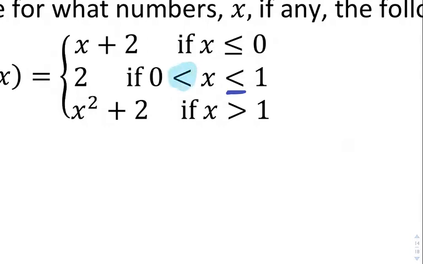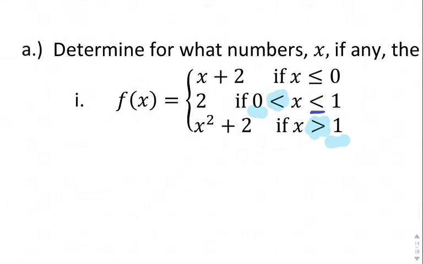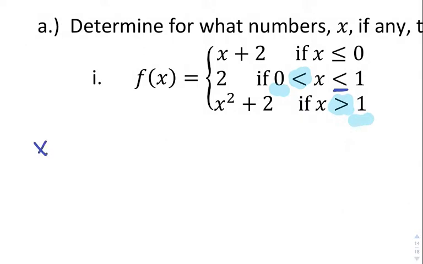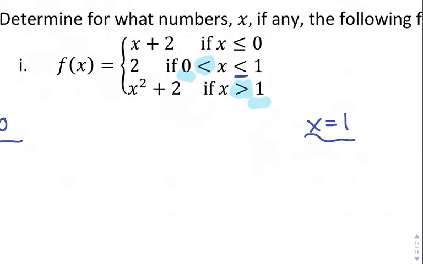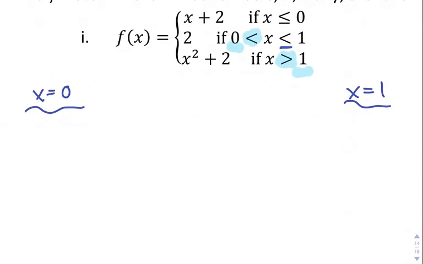So here I see it's less than 0. Here I see it's less than 1. So my two problem areas are going to be x equals 0 and x equals 1. And what we're going to do is we're going to go through the checklist using both of those. So I'm going to focus on x equals 0 first.